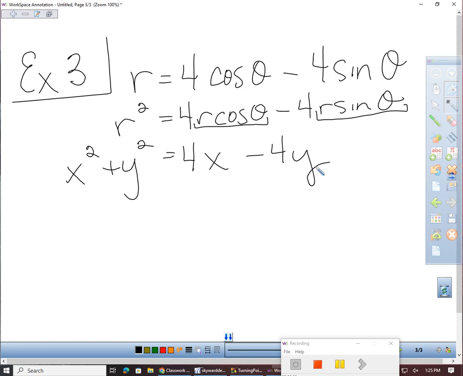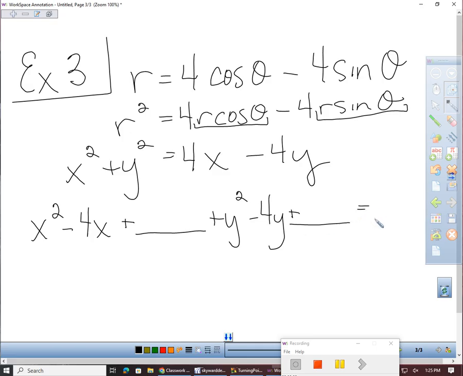Now we're going to move everything to the other side. So I'm going to have x squared minus 4x, and I'm going to leave a blank here because I'm going to have to complete the square. Plus y squared minus 4y, and I'm going to leave a little blank here because I've got to complete the square. Equals whatever I put on that side.